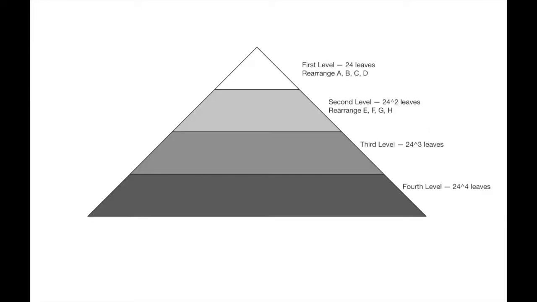The solution space for this example is actually fairly large. If we've got A, B, C, and D, that's going to give us 24 combinations, so 24 leaves at this level. Second level, where we're shuffling E, F, G, and H, again, 24 leaves from that. So it's 24 squared leaves on this level. Then we've got 24 cubed on the third level down. Final fourth level, 24 to the fourth power.